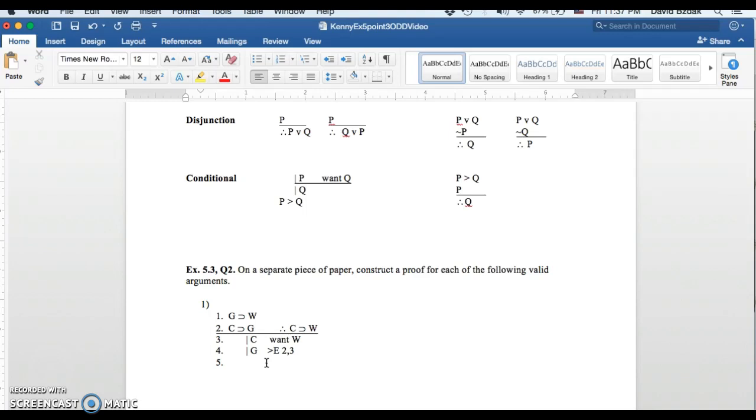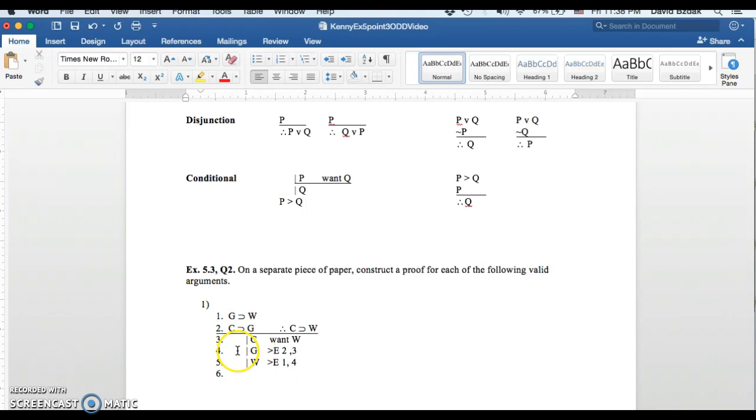Okay, so we indent. Now we can use G to get W by the same reasoning, conditional elimination, this time 1 and 4. So line 1 is a conditional, line 4 is the antecedent of that conditional, so we can thereby derive the consequent W. So now, that's what we wanted, right? If you remember, we made this little note to ourselves up here that we want W. So, since we got W, that part is done.